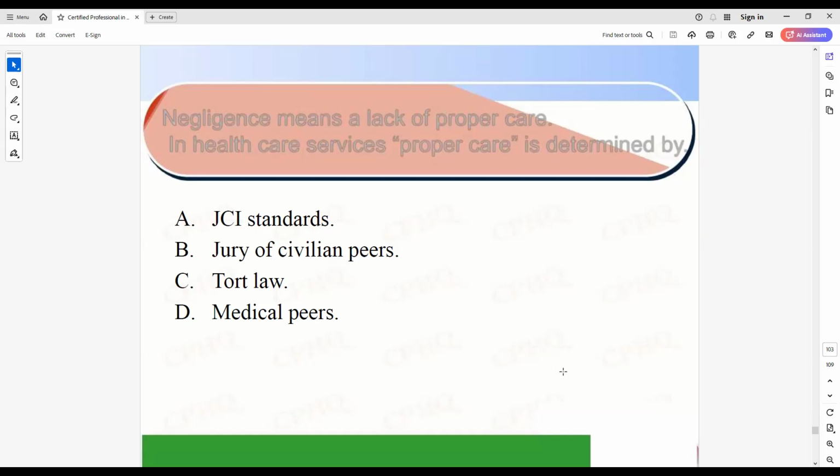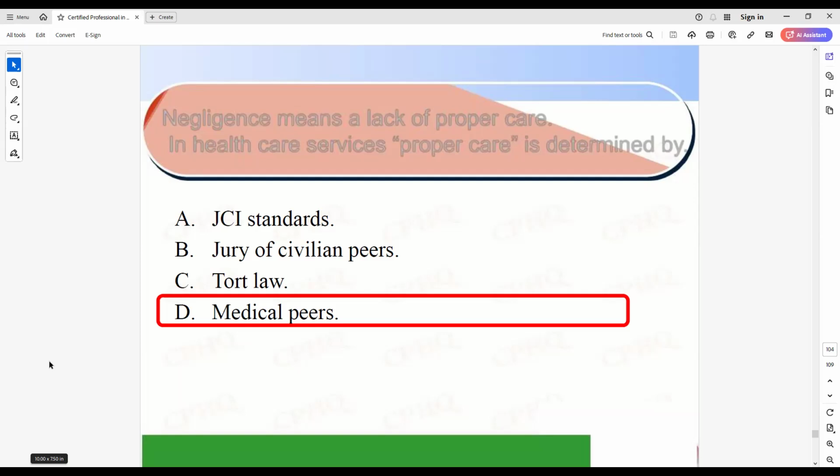So the options now are A and B? No, D. There are two votes for D. We have already said it is based on standards and peer review. So in healthcare services, proper care is determined by medical peers. D, peer review. This was actually one of the examples, and it is the question Hamdan asked about proper care.